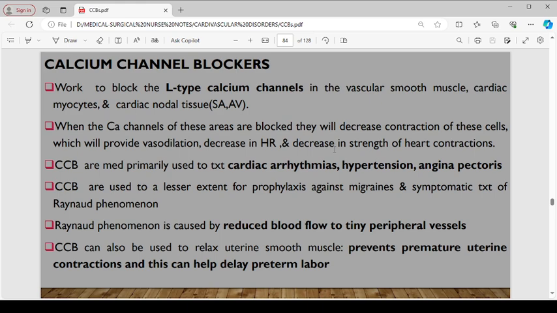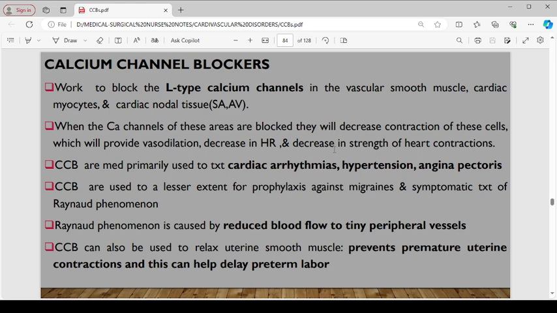So primarily, these drugs are used to treat cardiac arrhythmias because they target the heart, hypertension because they target the blood vessels in addition to the heart, and lastly, also because they target the blood vessels, they can be used in treatment of angina pectoris. To a lesser extent, calcium channel blockers can be used as prophylaxis against migraines and also treatment of Raynaud phenomenon. Raynaud phenomenon is a condition where there is reduced blood flow to the tiny peripheral vessels. I hope you remember that.